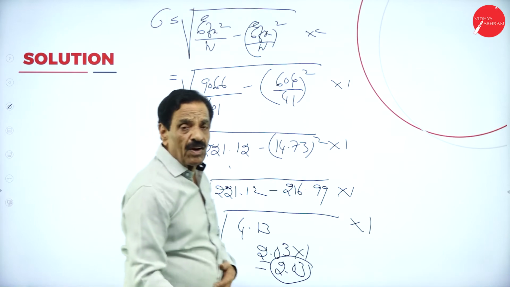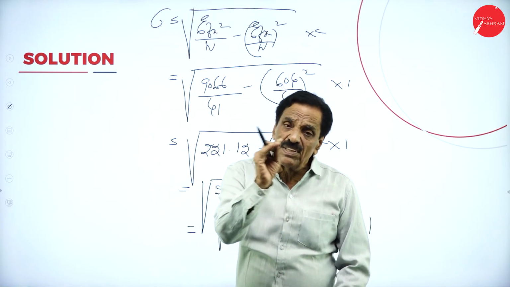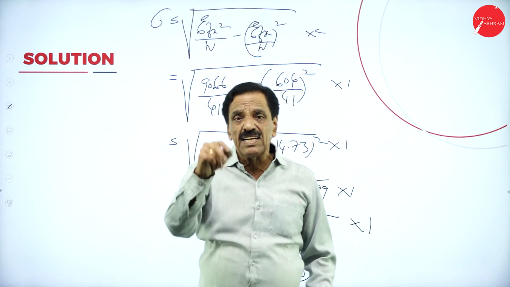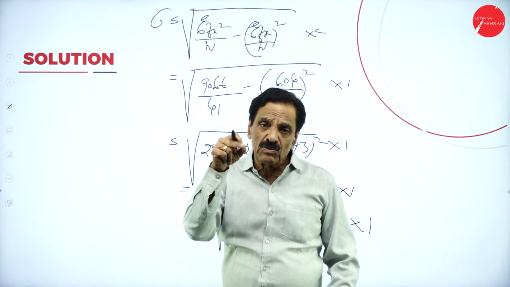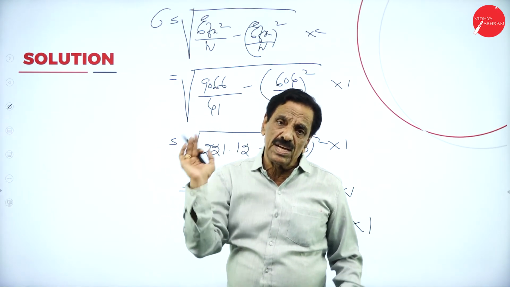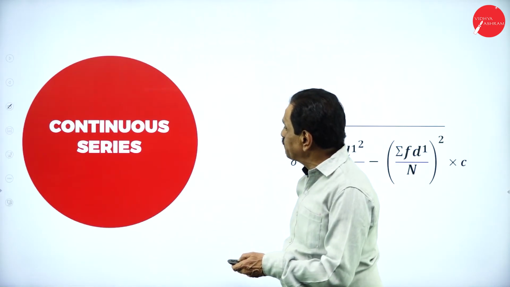So what are the steps to follow? First, add the frequency. Next, f into x, fx. Next, fx into x. Then standard deviation is root of sigma fx square divided by n minus sigma fx divided by n whole square into c. This is for when frequencies are given.